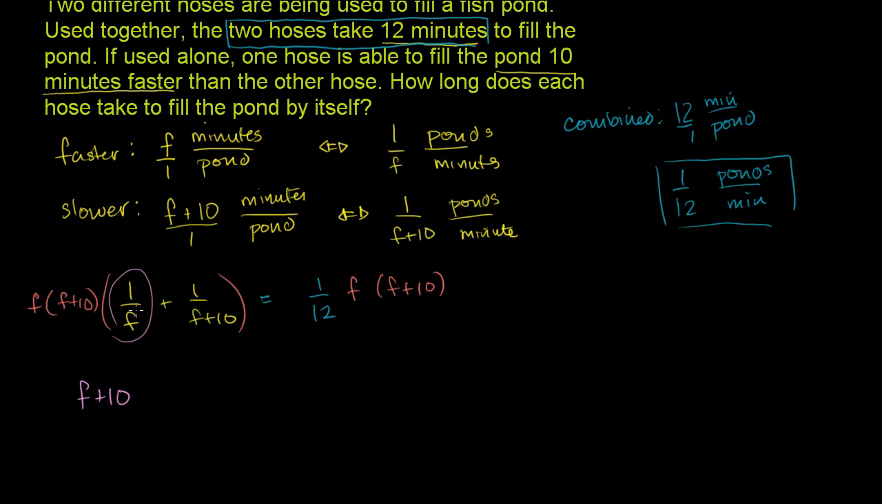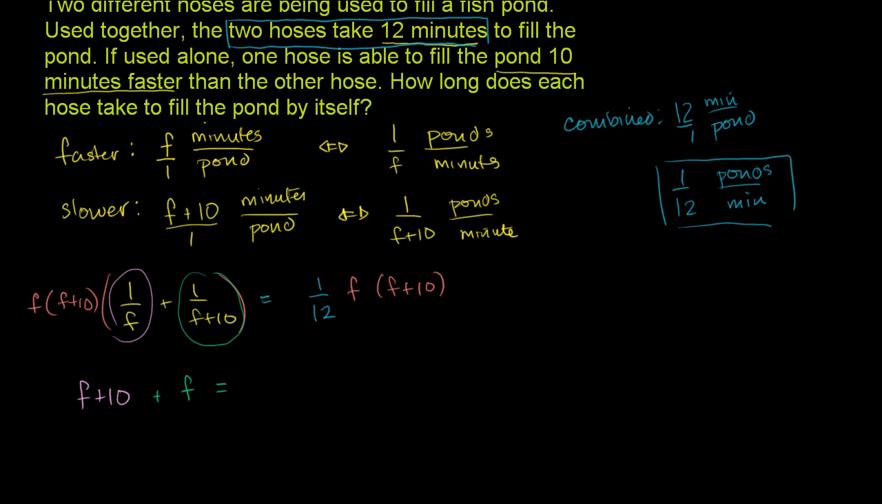That's when you multiply that term times f times f plus 10. Now, when you multiply 1 over f plus 10 times f plus 10, this and this will cancel out, and you're just left with an f. So you have plus f is equal to, and you have over 12. Actually, in a second, let me multiply all sides of this equation by 12. I'll do that next in a second.